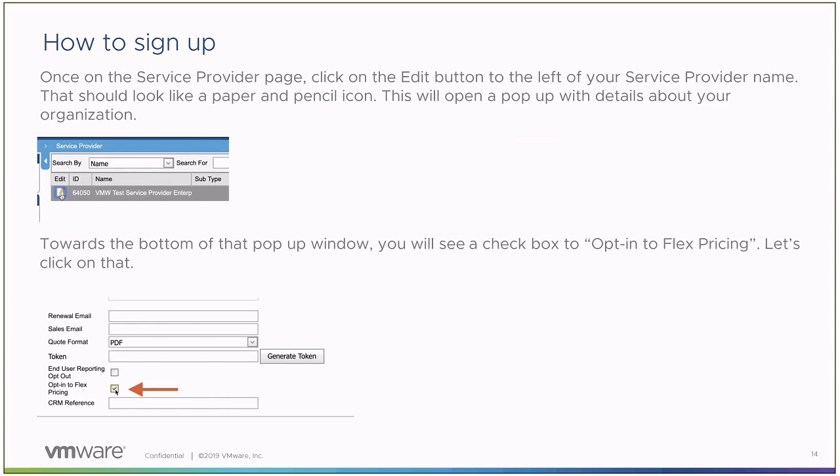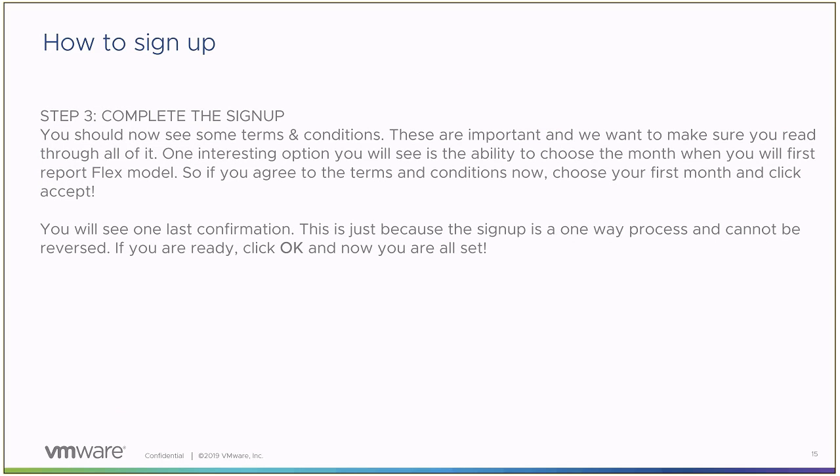And the last step is just to complete the sign-up. You should now see some terms and conditions. I strongly recommend you read it so you are sure of everything and how it works. One interesting option you will see is the ability to choose the month when you will first report to Flex. So if you agree to the terms and conditions, choose your first month and click Accept.